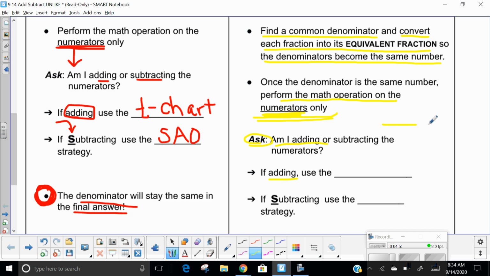If I have something like 3 plus negative 8 over 5, and I'm only looking at the math operation in the numerator, how would I solve this problem up top? If I'm adding, what device do I use? The T-chart, okay? If I'm subtracting, what strategy? Correct. SAO. Next year, you get to use calculators, okay?